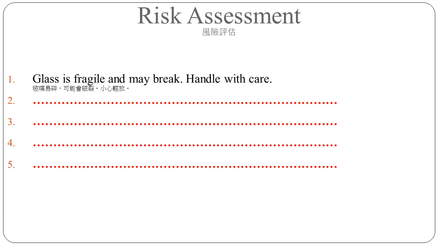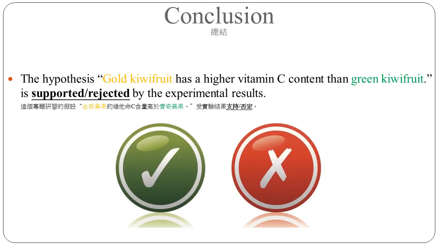Risk assessment. In this part, you need to list out some potential hazards of the experiment and the corresponding safety measures. Conclusion. In this part, you need to write down whether the hypothesis of this project is supported or rejected by the experimental results.